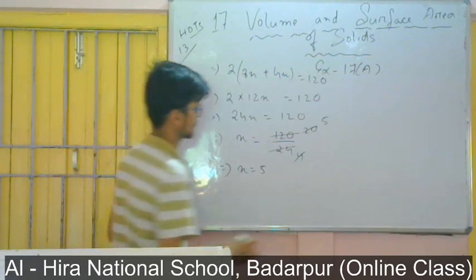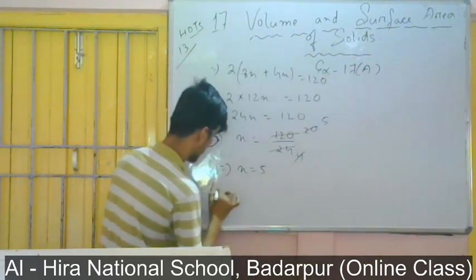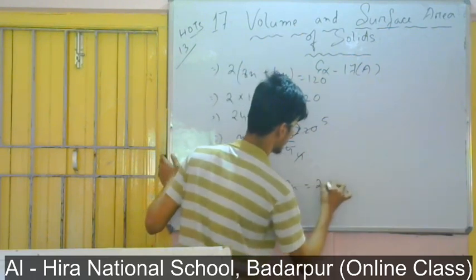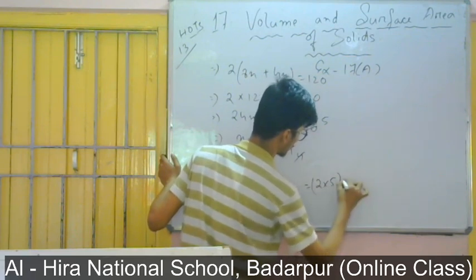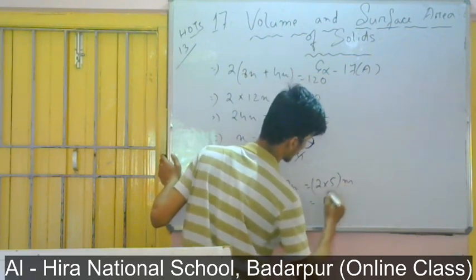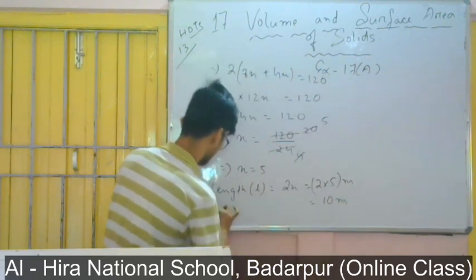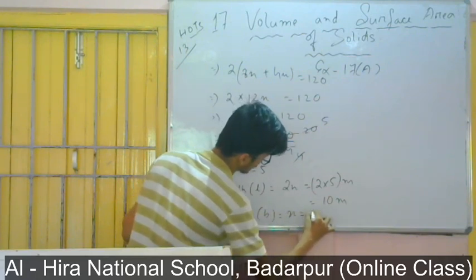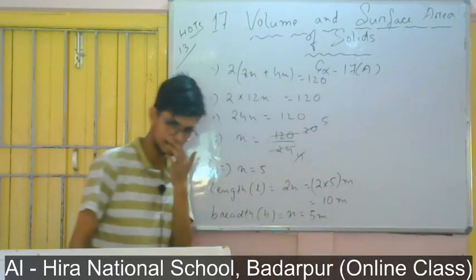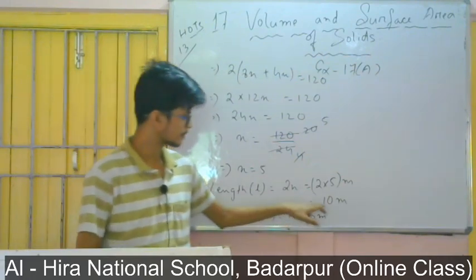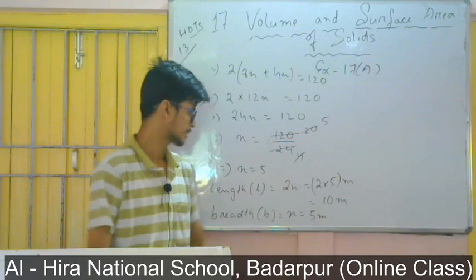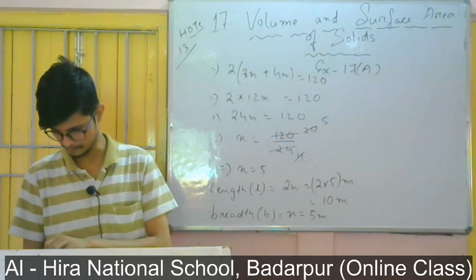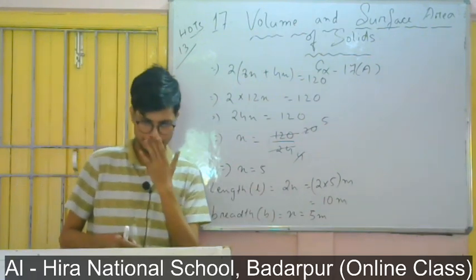So now I will find the length and breadth. Therefore, length L equals twice x, that means 2 into 5. Unit will be meter. 5 2s are 10 meter. And breadth B will be equal to only x, which is equal to 5 meter. So length and breadth we got. Length we got, it is 10, breadth it is 5. Unit will be meter, because here you see the area of the four wall is given in meter square.